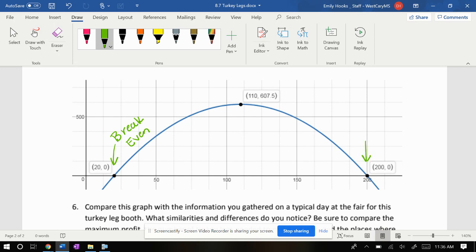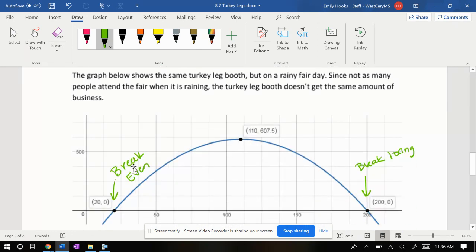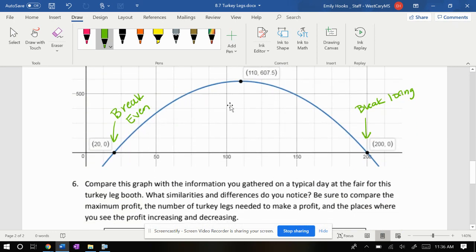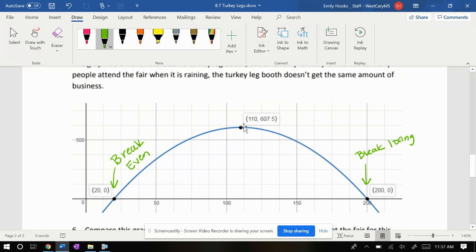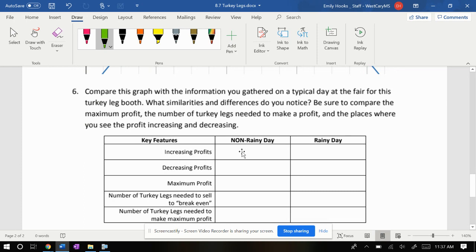But I also start losing profit. This is another break even. I also start losing profit a lot faster. So at 200 turkey legs, I'm actually going to be negative, where earlier 225 is what gave me my max profit. So as you can see, this one's growing much slower. So your maximum's not going to be as high because I think what was the dollar amount, like $1,900? This is only at $600. So this one's growing a lot slower and a lot lower down here. Okay. So some similarities and differences. So increasing profit for non-rainy day goes from 0 turkey legs to 50.